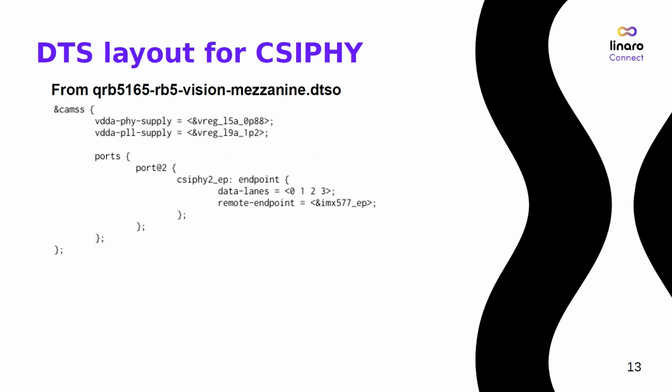So let's see what's around the kernel. Basically, there are two things, the hardware and the user space. I just take the open source Vision Mezzanine for RB5. That's how it works right at the moment. So you have this description: supplies for CSI-FI, data lanes, and remote endpoint to the sensor. So pretty straightforward. It shouldn't be very difficult to add when you support.